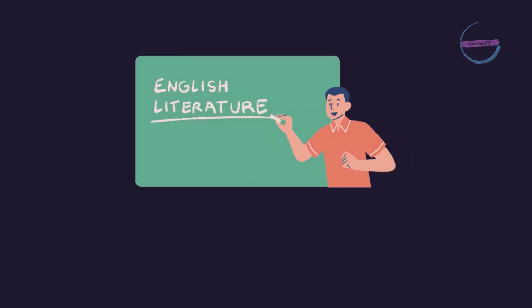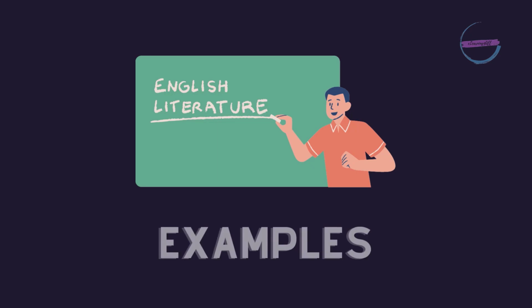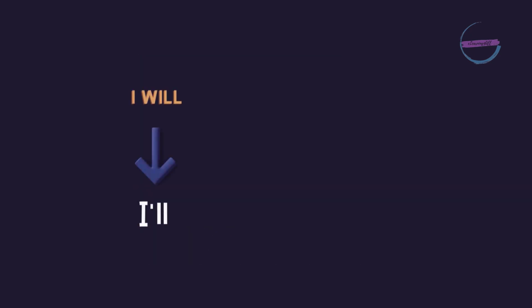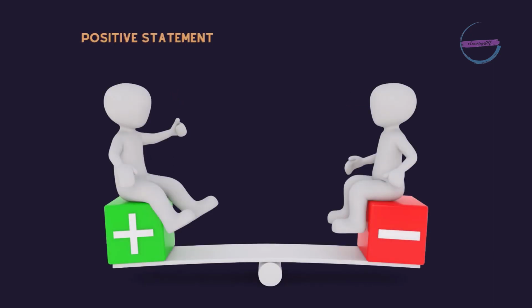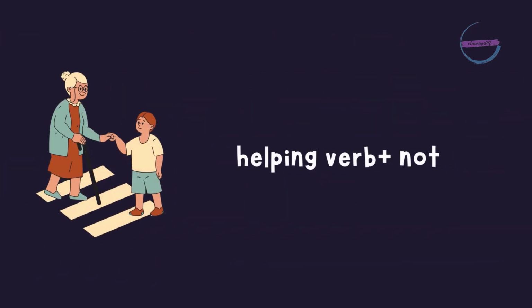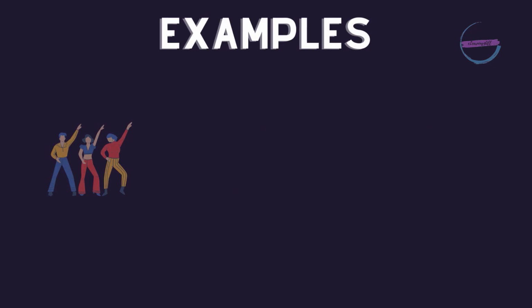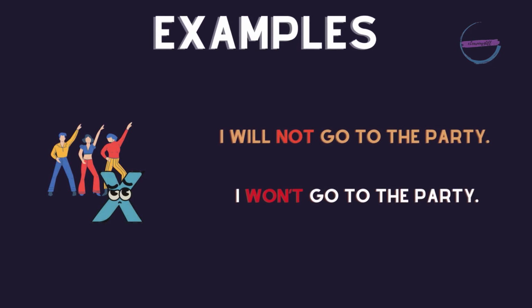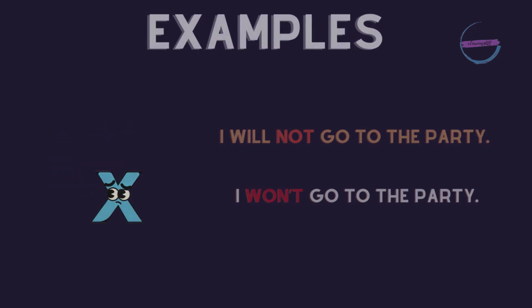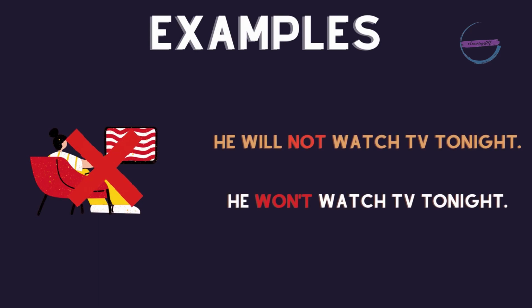English speakers often use contractions or short forms when using the future tense. For example, I will becomes I'll. She will becomes she'll. Now that we know how to make a statement, let's find out how to make a negative sentence in the future tense. In this case, you add not after the helping verb. For example, I will not go to the party, or I won't go to the party. He will not watch TV tonight, or he won't watch TV tonight.